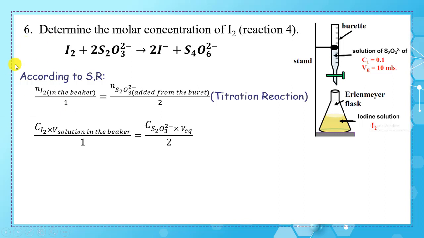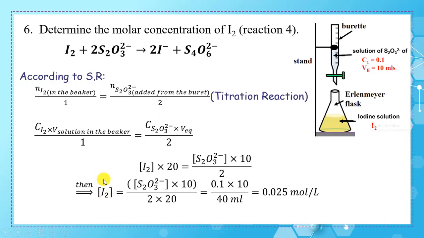The concentration of I2 is unknown, however we have the volume that is added into the beaker along with the concentration of S2O3 2- and the equivalence volume. Therefore, we can get the value of the concentration of I2 present in the Erlenmeyer flask.